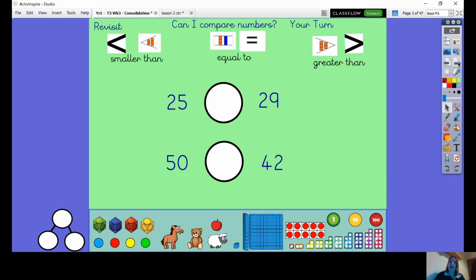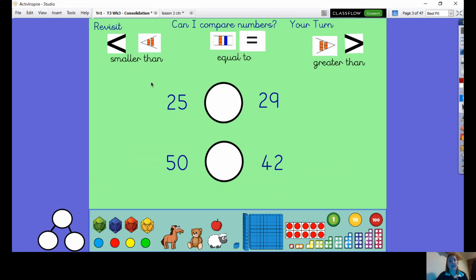So let's just have a quick little warm up. We are going to go back over this again during the week, but just see if we can remember. The symbol this way means smaller than, less than. This means equal to or the same as. This is greater than or more than. So looking at these numbers, see if you can compare them, and we're going to use the symbols to help us. You might want to pause the video here and just see if you can compare those sets of numbers.